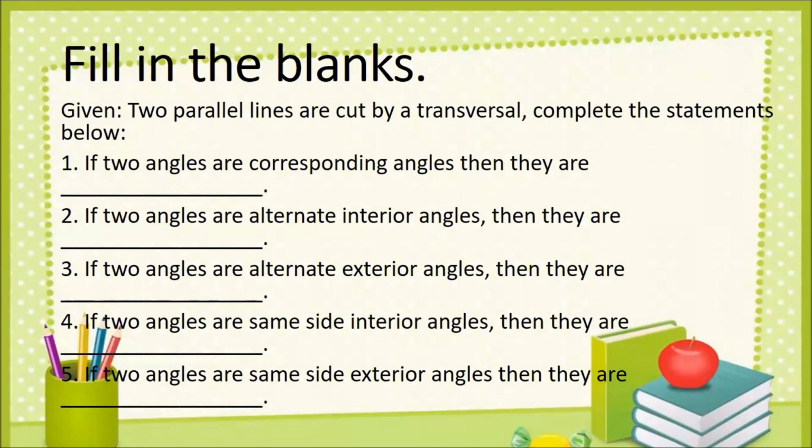Now, next, fill in the blanks. Given two parallel lines are cut by a transversal, complete the statements below. Number 1, if two angles are corresponding angles, then they are. Number 2, if two angles are alternate interior angles, then they are. Number 3, if two angles are alternate exterior angles, then they are. Number 4, if two angles are same side interior angles, then they are. And number 5, if two angles are same side exterior angles, then they are. Answers only in this activity.